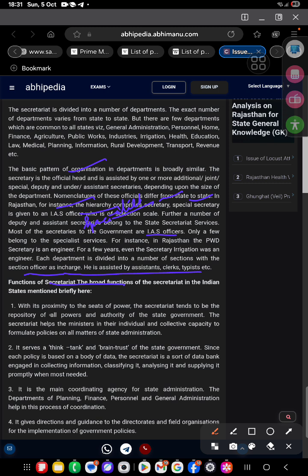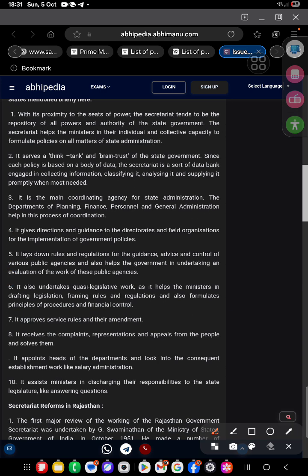So, the functions of the Secretariat. The Secretariat helps the ministry, in its individual and collective capacity, in formulating policies, and serves as a think tank or the brain trust of the state government. Since policy is based on this, the secretariat is a sort of data bank, collecting and analyzing information. It is the main coordinating agency of the state administration. Planning, finance, personnel and general administration departments give direction and guidance to the directorates in the field for implementing the policy, lay down rules and regulations, and advise and help the government.